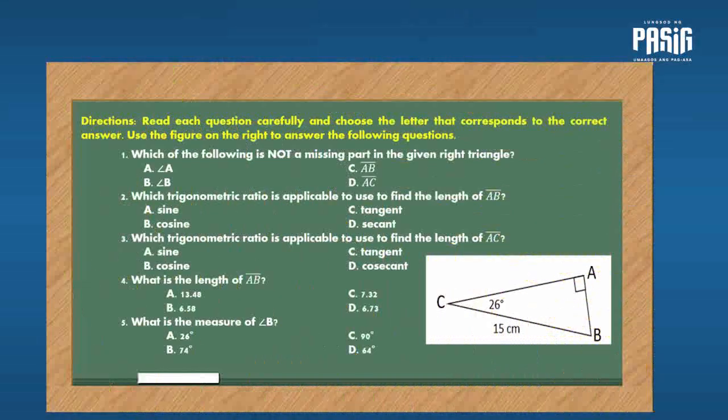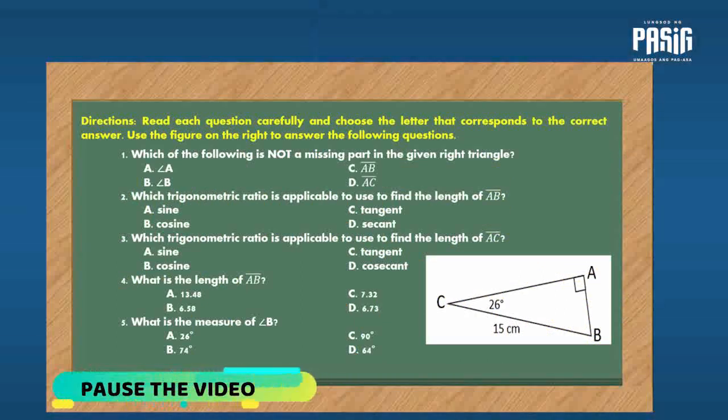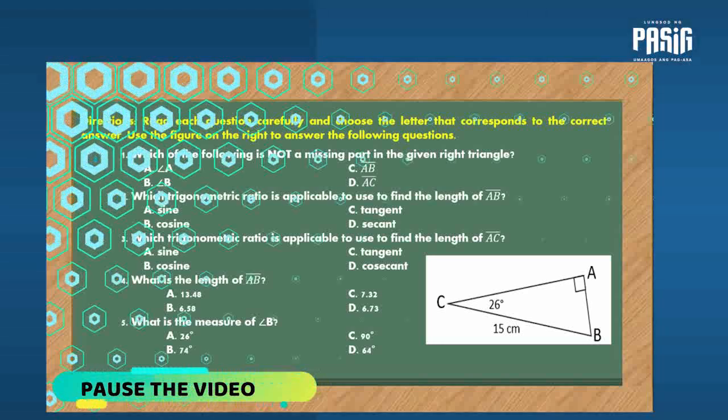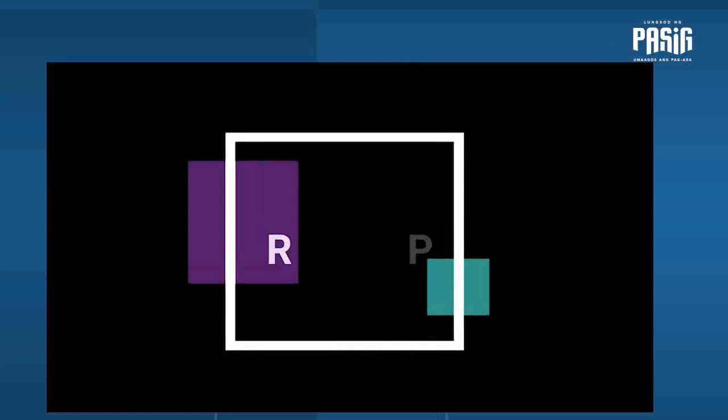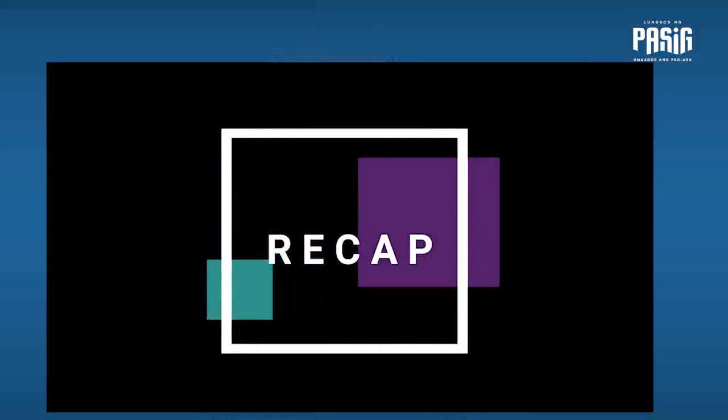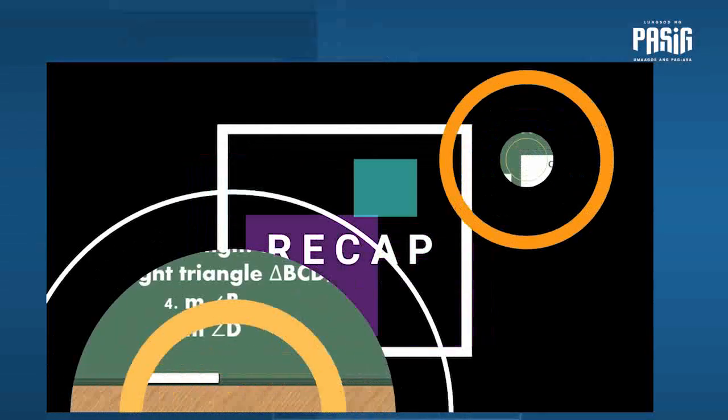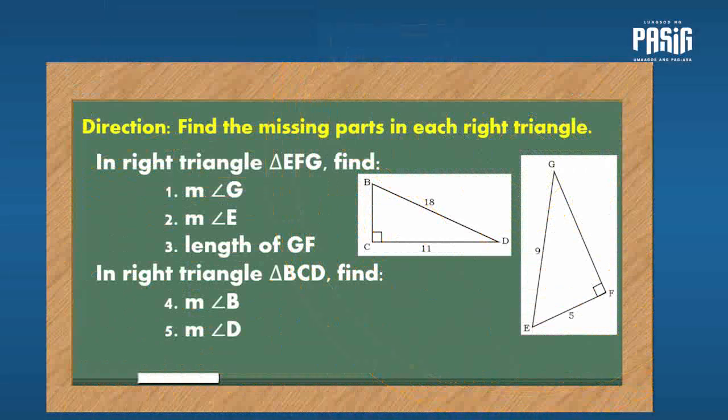Read each question carefully. Choose the letter that corresponds to the correct answer. Now, let's have a short recap to check if you still remember the last topic. Find the missing parts in each right triangle.